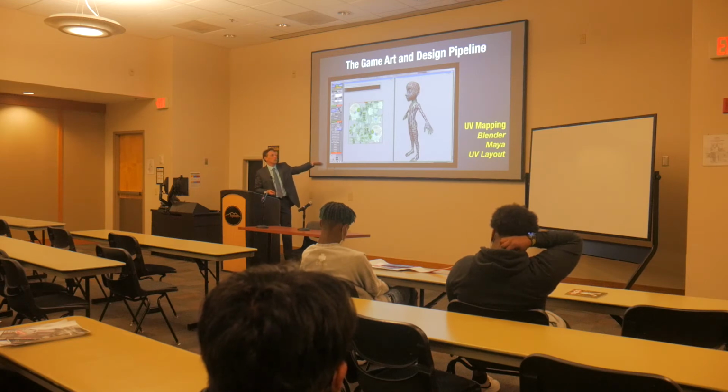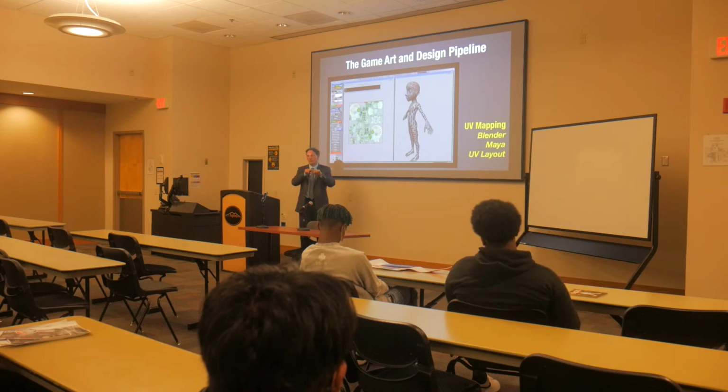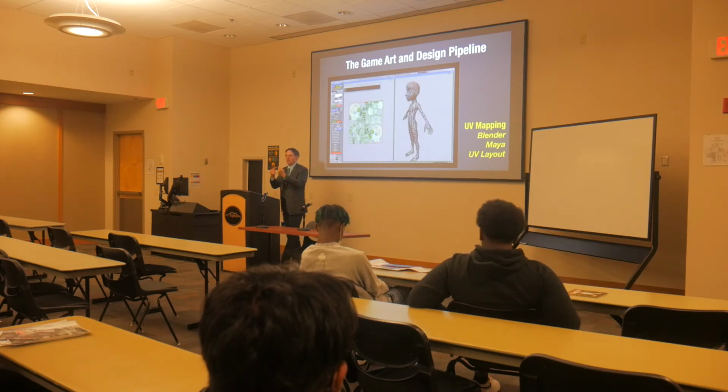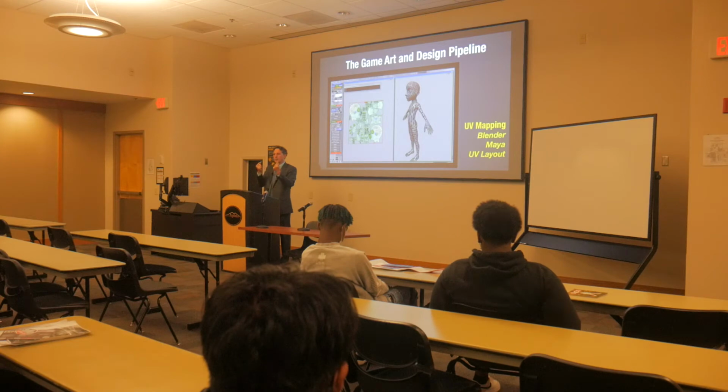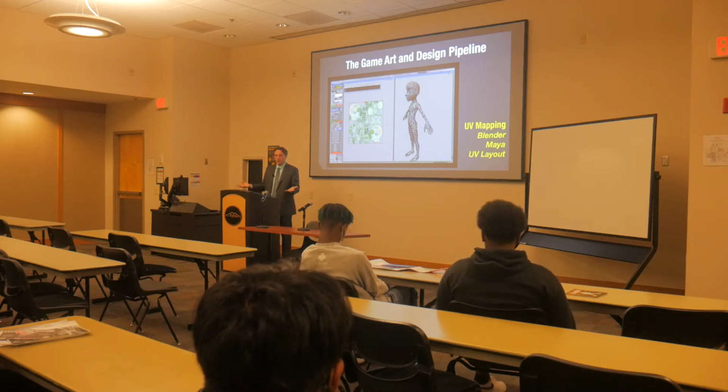So it's the whole process, you can see the green lines of this character. Basically, we're making little seam lines, and we're taking our 3D paper doll, if you will, and folding it out flat. And then that's how they're going to paint onto it.